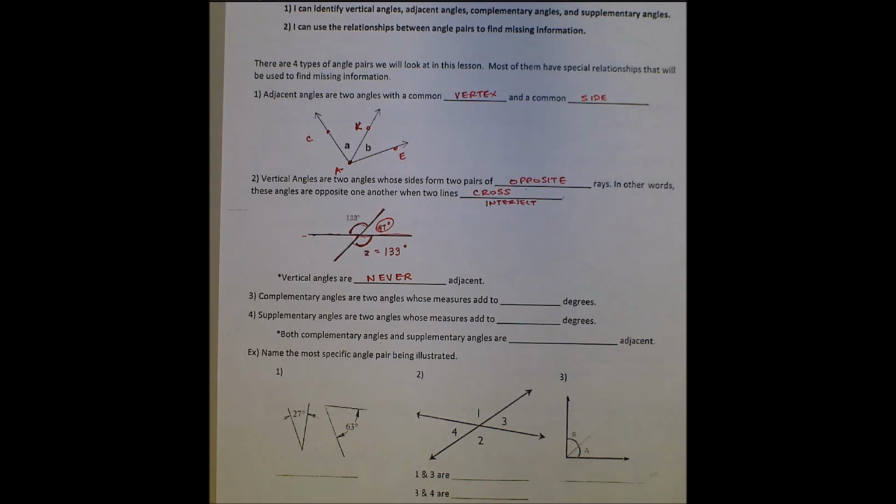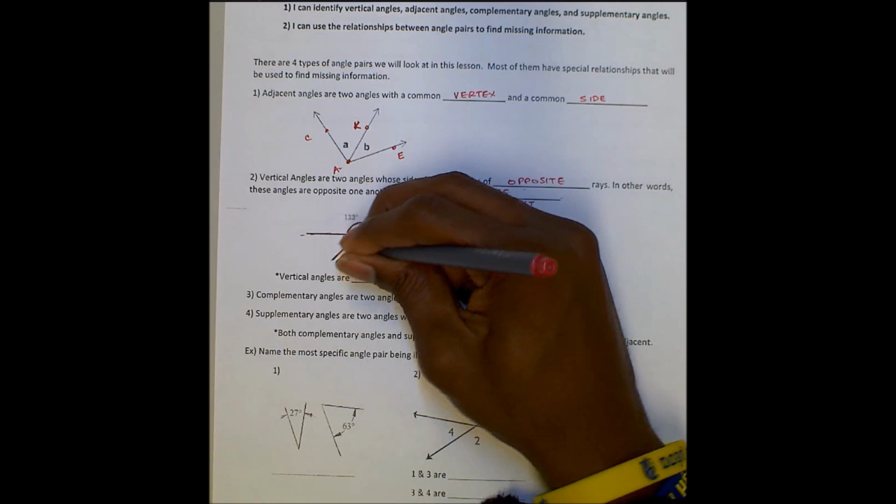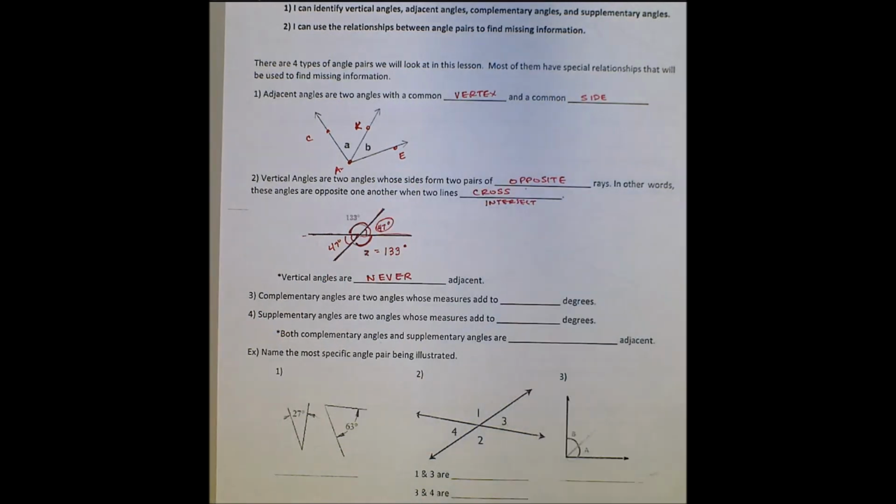Okay, and another thing to notice is that we have 2 pairs of vertical angles here. These 2 angles would also be vertical. This would be 47 degrees. Okay, so those are what vertical angles are. They're kind of across each other on the X.